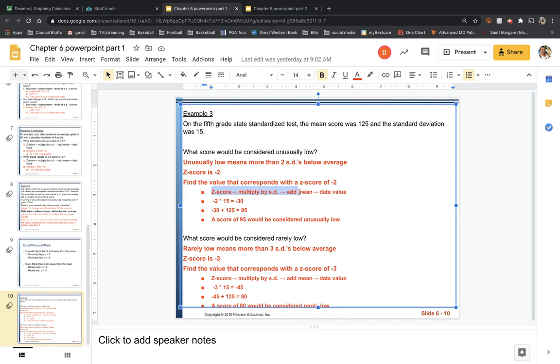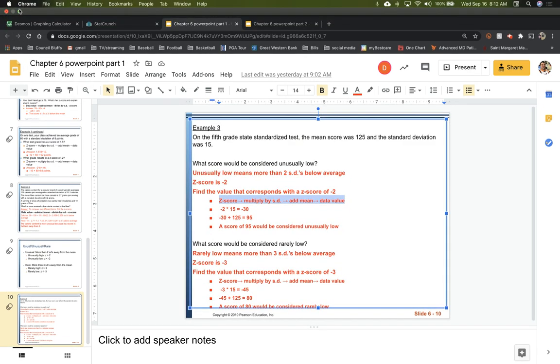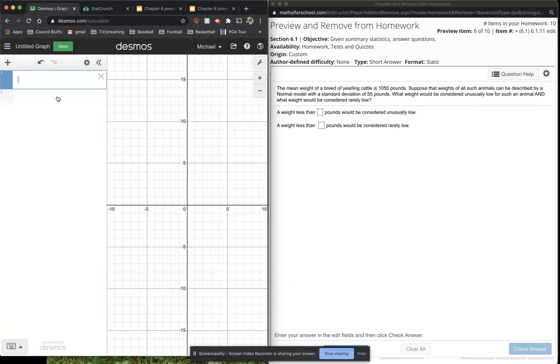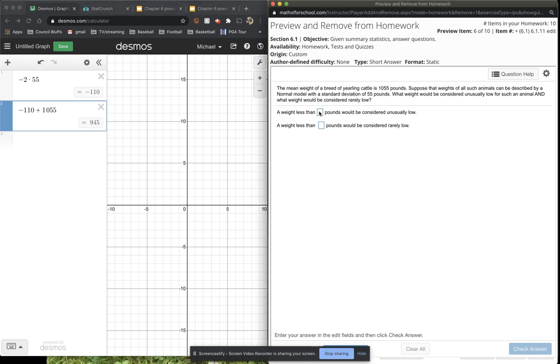We're going to take the z-score of negative 2, we're going to multiply it by the standard deviation, and then we're going to add the mean. So multiply by the standard deviation and then add the mean. So take the z-score of negative 2, multiply it by the standard deviation, which in this case was 55, and then take that and add the mean. So that was 1,055. So that would mean a weight less than 945 pounds would be considered unusually low.